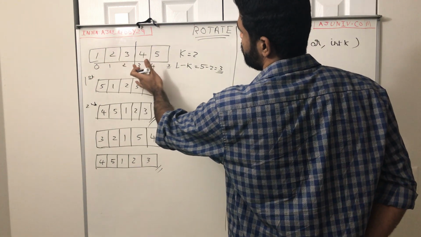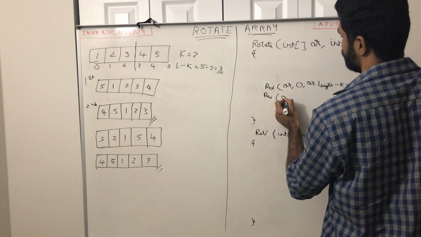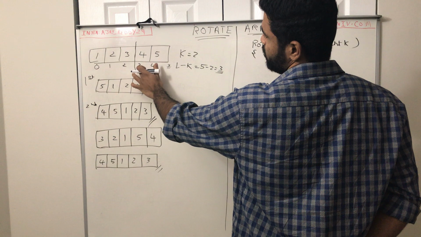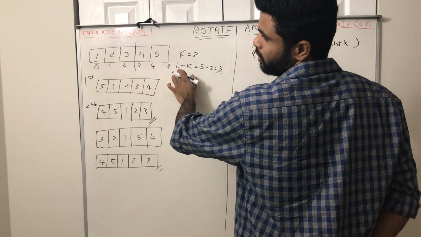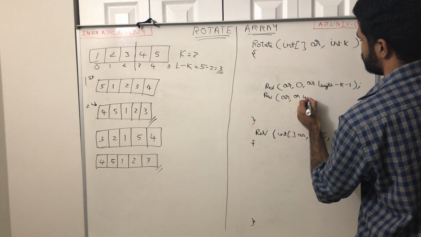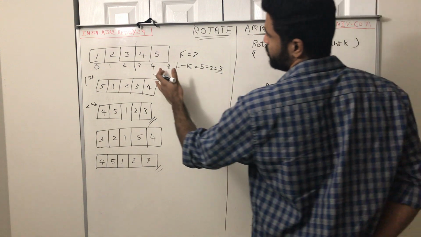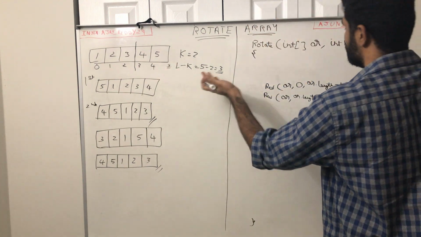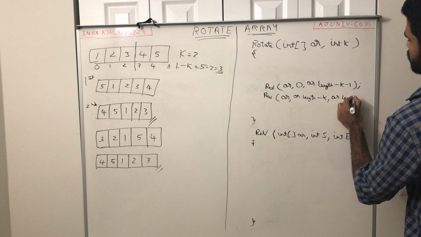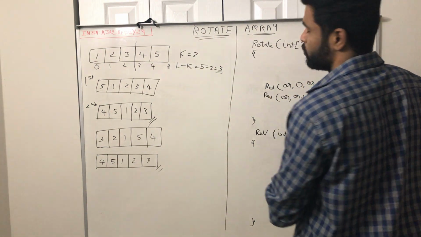Now we'll perform the reverse operation for the right subarray. That would be reverse of arr. For the right subarray, you have to get this index. For getting this index 3, you can just do length of array minus k, which would be arr.length minus k, and the end index is the last element of the array. That would be arr.length minus 1. Okay, so this is for the right subarray.